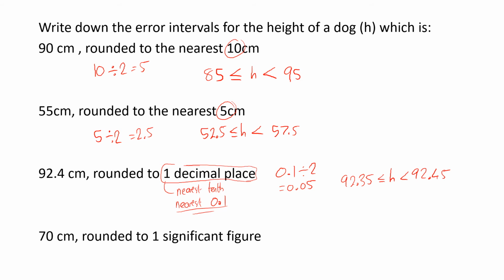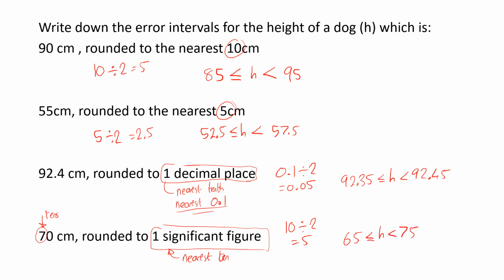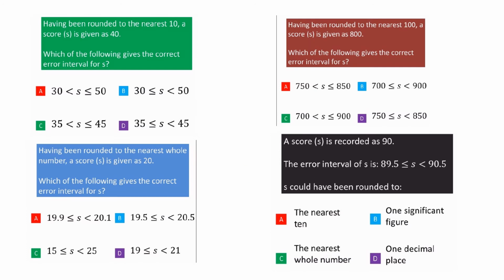And then it's the same sort of thing when we say 1 significant figure. Well, the first significant figure here is the 7, which is in the tens column. So this is the same as rounding to the nearest 10. So let's do the same thing now. 10 divided by 2 is 5. Add it, take it away. Our error interval is 65 to 75. So bearing that in mind, I'd like you to try and figure out these 4 multiple choice questions.